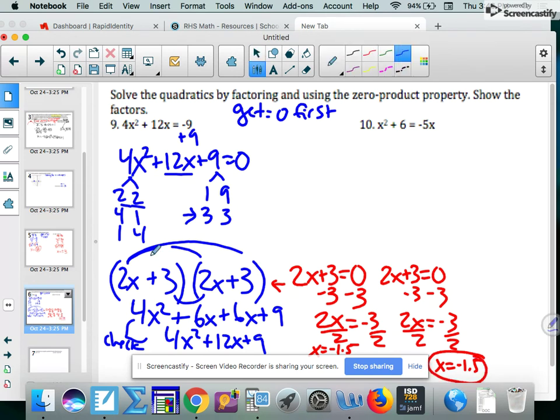For the second one, I'm going to add 5x. Make sure you add it in the middle because it's the x term.